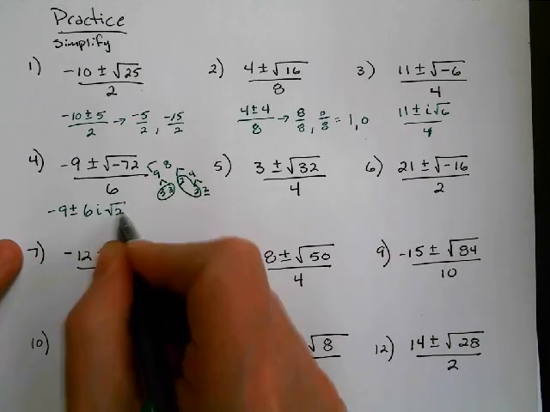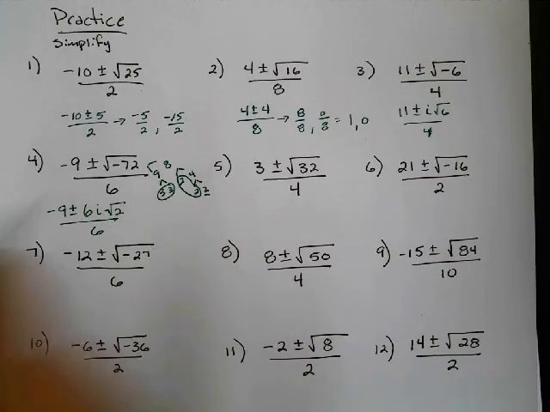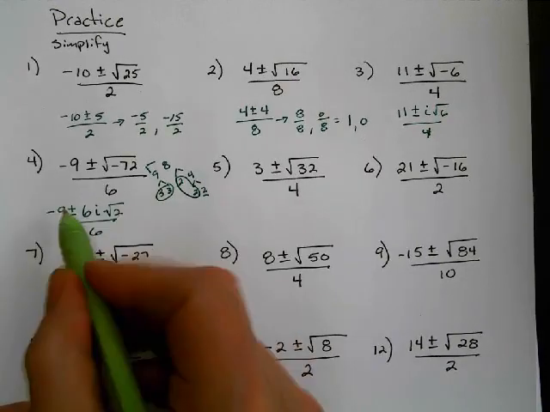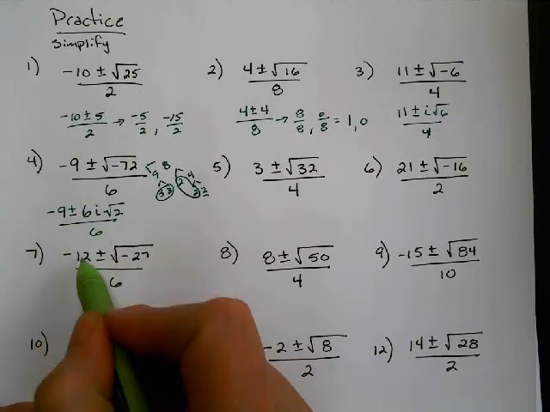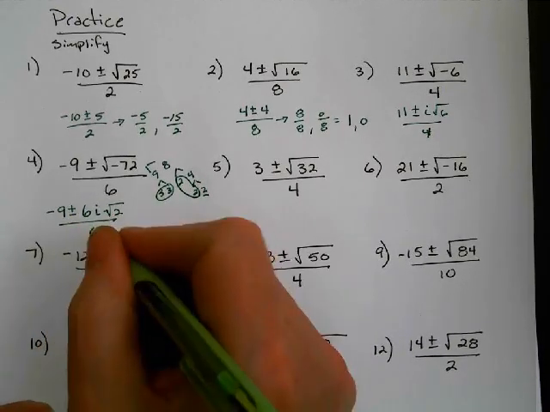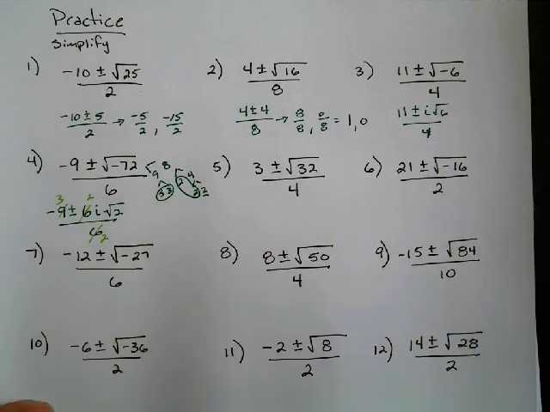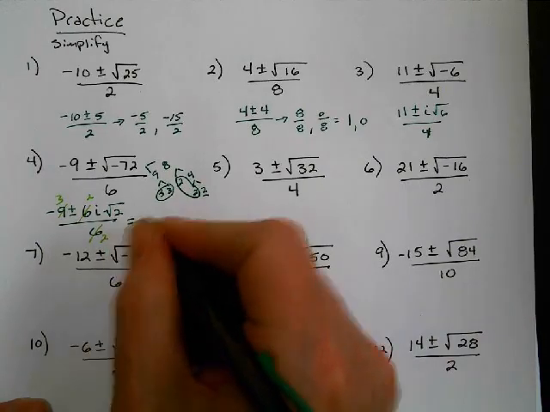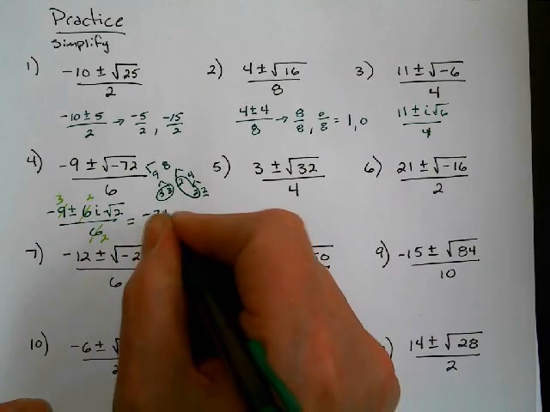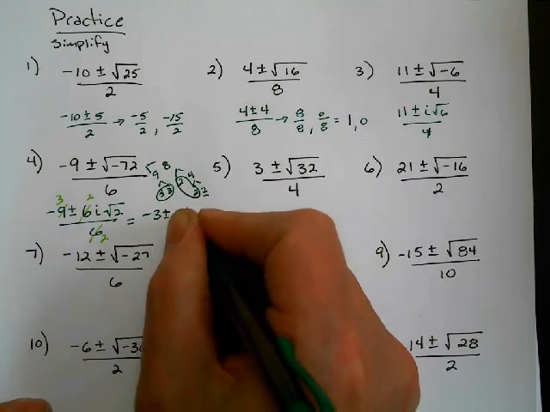all over 6. Now on this one, all of these numbers over here can be reduced. So 3 goes into all of them, so this would become 2, this would become 2, this would become 3. So my final answer, after I reduced it, is negative 3 plus or minus 2i root 2 all over 2.